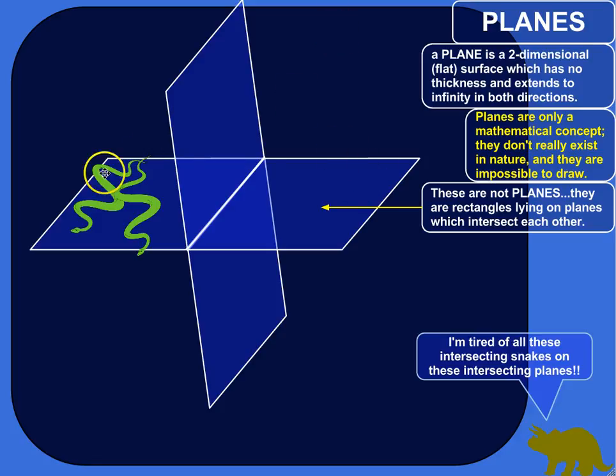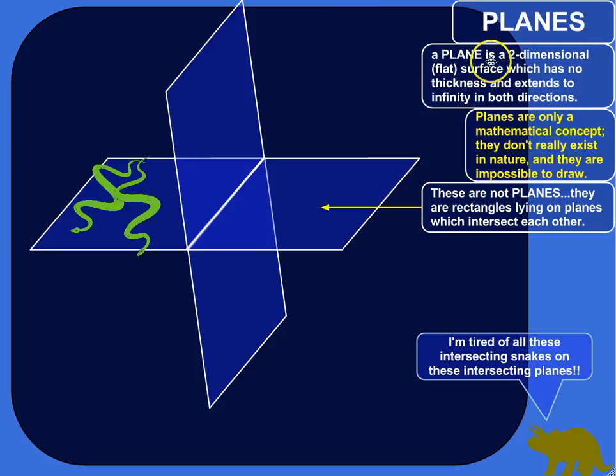All right, so this rectangle is on top of a plane, so you can imagine this two-dimensional surface going on forever in this direction and going on forever in that direction. And these snakes are on this rectangle, and this rectangle is on this plane. So actually, there's snakes on this plane. Okay, that movie might have been before your time. All right, so you can't visualize planes really, but you can get an idea of what they are by thinking of these rectangles being on the planes.